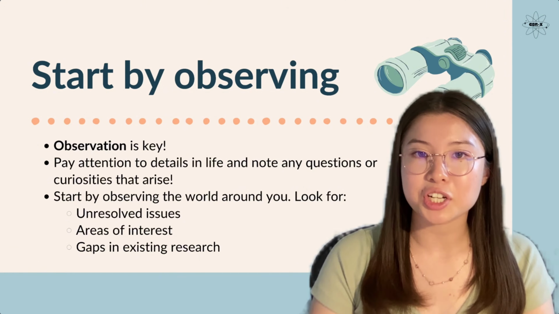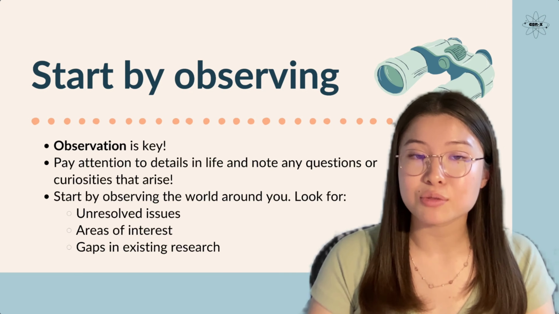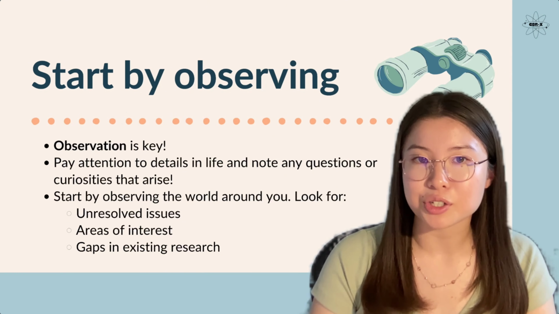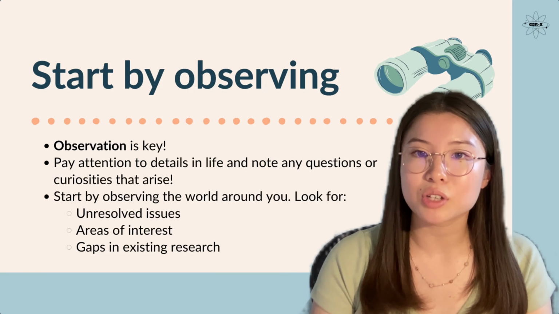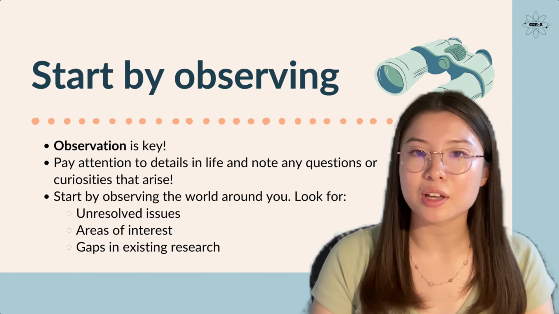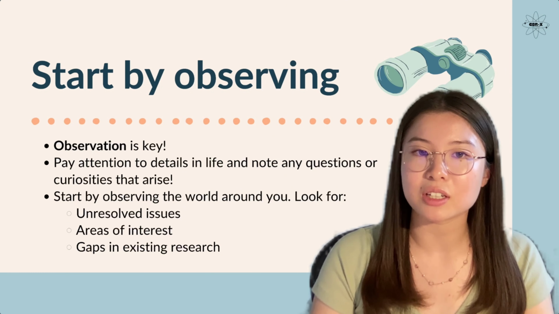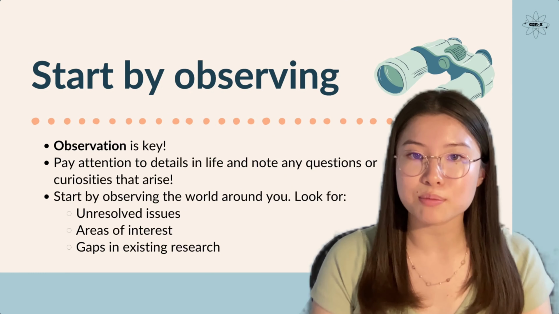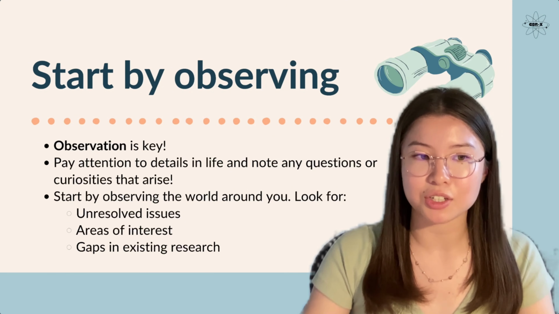Finding a research question might seem daunting, but it starts with observation. Observation is really key. So look around you. What unresolved issues do you notice in your field of interest? What are you curious about? For example, if you're interested in environmental science, you might notice issues like global warming in the oceans or the effects of climate change on coral reefs. Start broad and then narrow down to something specific that really grabs your attention.